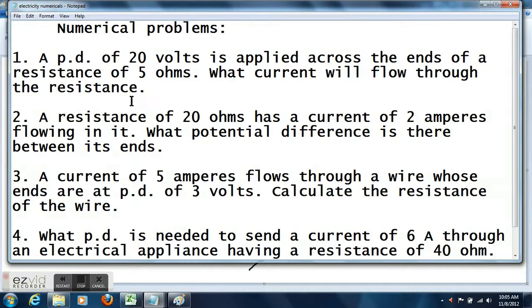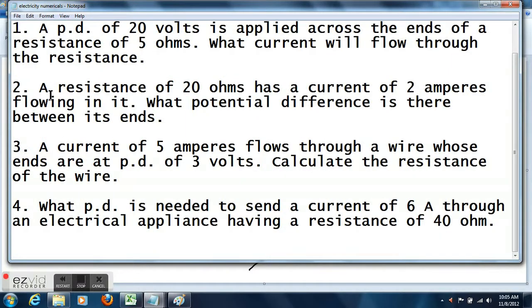The first numerical problem is this: a potential difference of 20 volts is applied across the ends of a resistance of 5 ohms. What current will flow through the resistance? Numerical problem 2. A resistance of 20 ohms has a current of 2 amperes flowing in it. What potential difference is there between its ends? Problem number 3. A current of 5 amperes flows through a wire whose ends are at potential difference of 3 volts. Calculate the resistance of the wire.